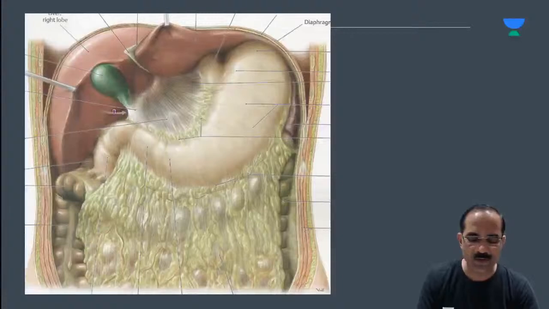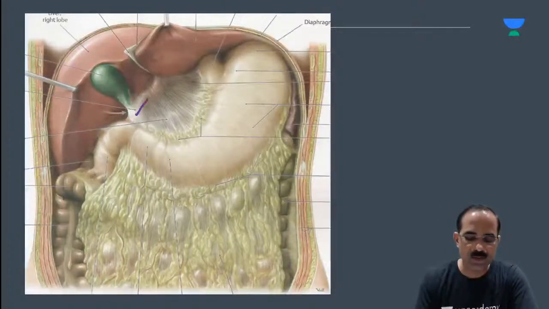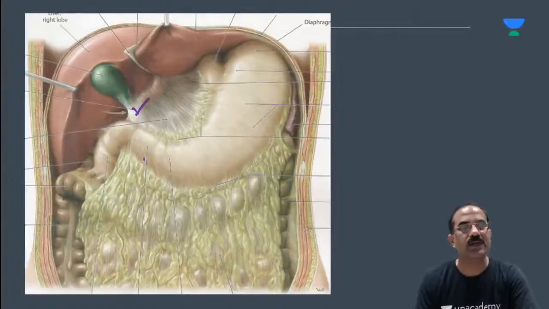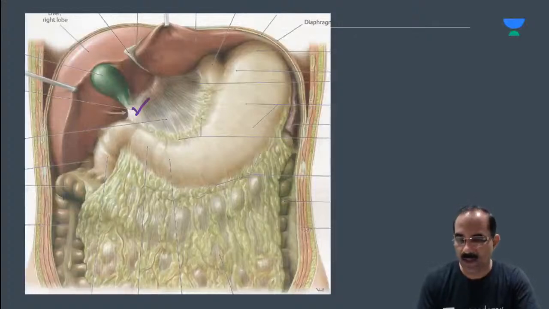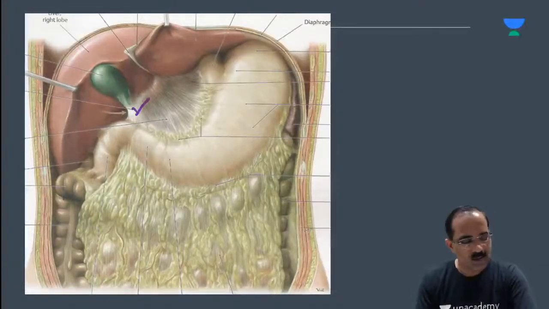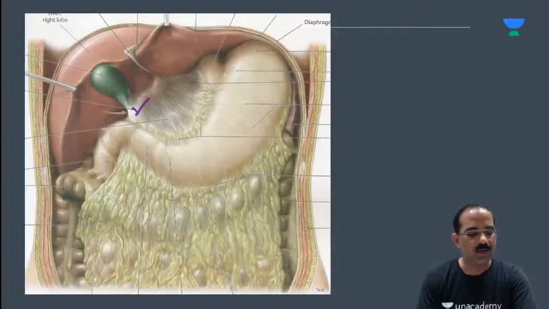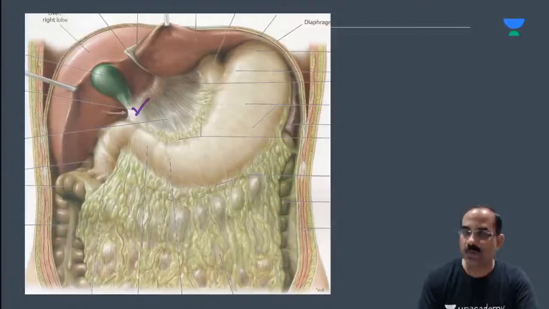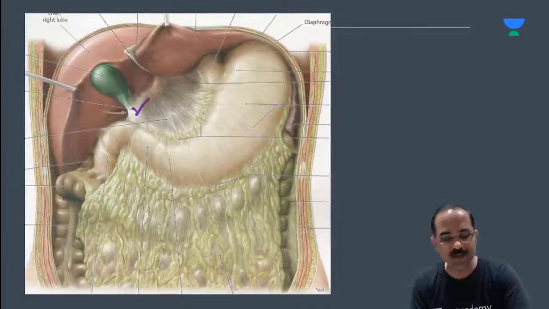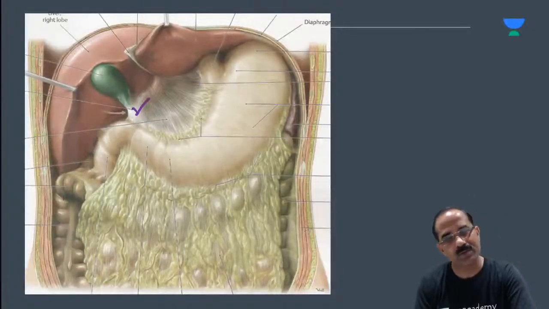And what are the boundaries of this epiploic foramen? Here, have a look. Anteriorly, what is this, students? The lesser omentum. So anteriorly is the lesser omentum. What is present in the lesser omentum? Very good, the lesser omentum containing hepatic artery, portal vein and the bile duct.